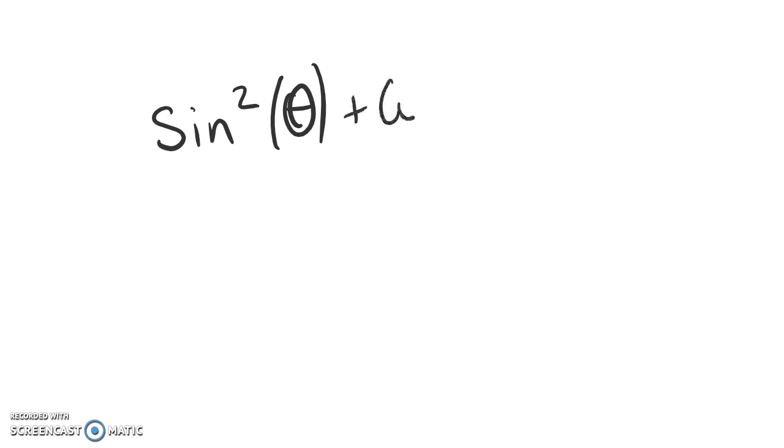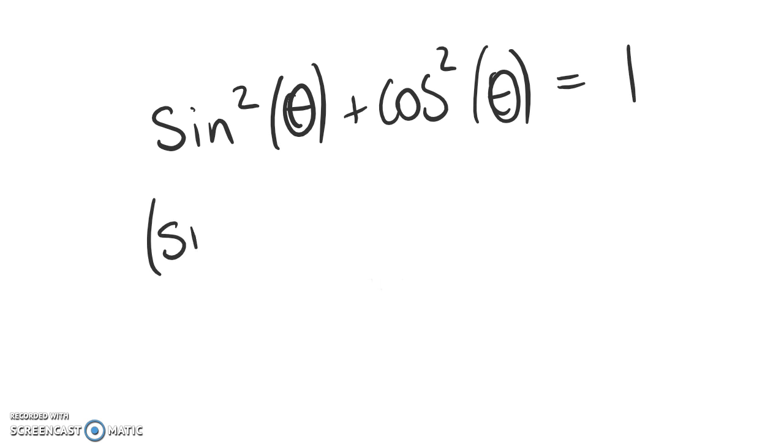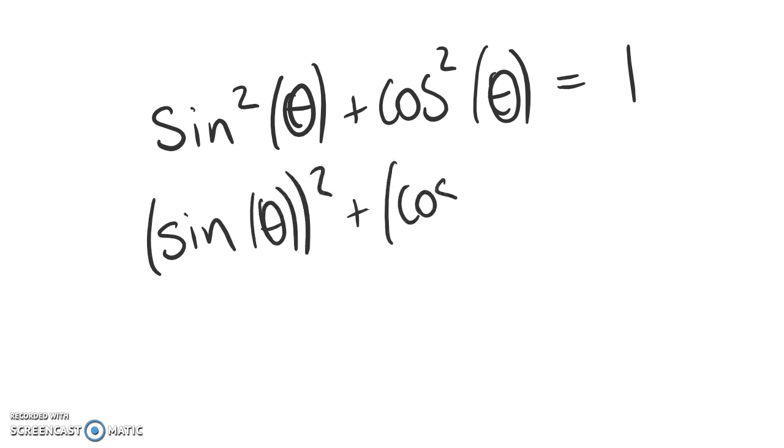The last trig identity we're looking at is sine squared of theta plus cos squared of theta equals 1. So this is the same as sine of theta all squared plus cos of theta all squared equals 1. And this is a nice trig identity that's often used when substituting into proofs to help rearrange and make things simpler and nicer.